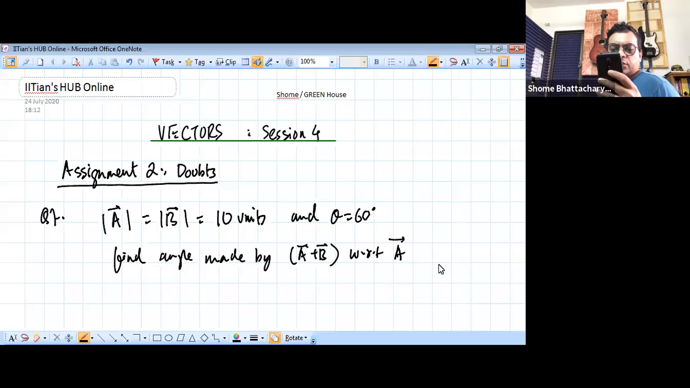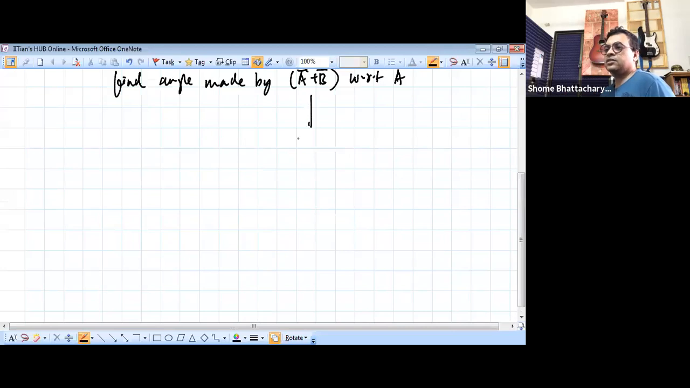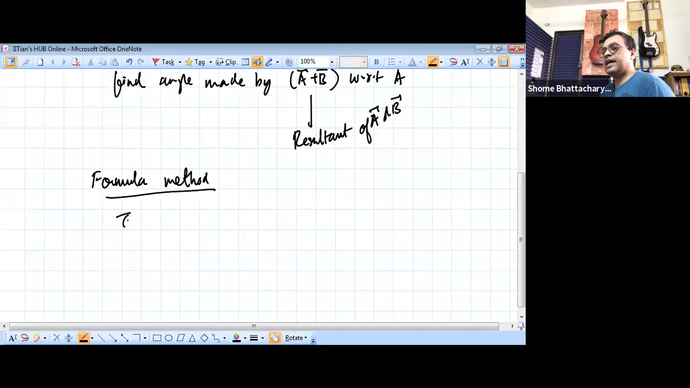Okay, so you can do this by both the methods, formula based method or by making use of triangle law. So you know that resultant means sum. So when it says the angle made by the resultant, this only is the resultant of the two vectors, A and B. So one is you can use the formula based method. In the formula method you know that the angle they are talking about is alpha. So tan alpha is given by the formula B sin theta upon A plus B cos theta.